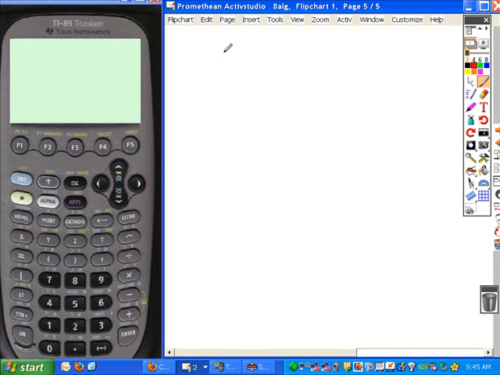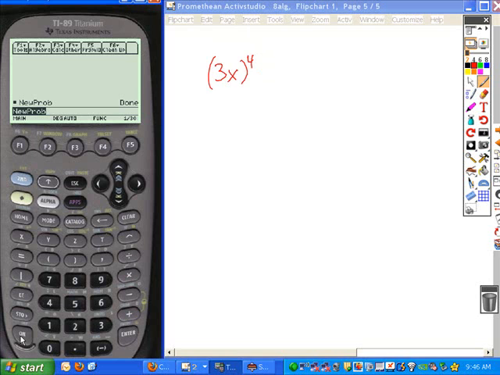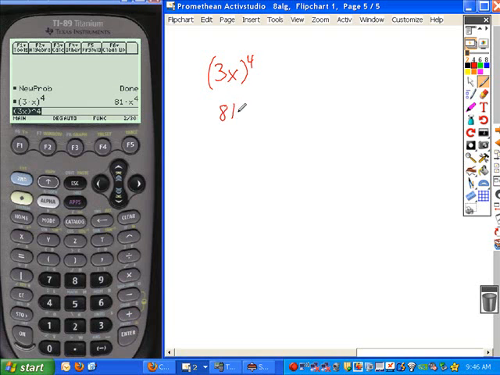And so if I gave you something that looked like this, and you're going to enter this in your calculator, usually you can just follow exactly the rule that it shows. So parentheses, 3x, close the parentheses. This caret symbol right here above the division represents to the power of. Choose 4, and when you hit enter, it simplifies. 81x to the 4th is what your answer would be.